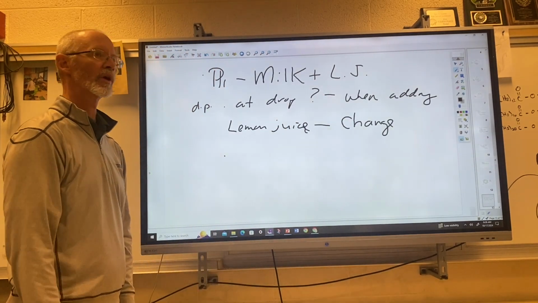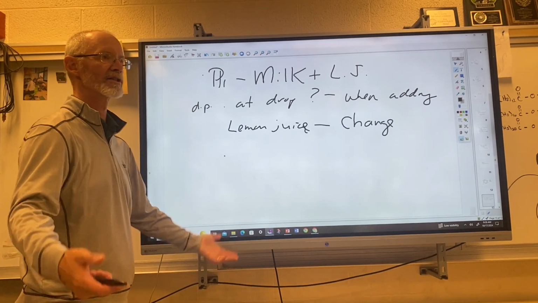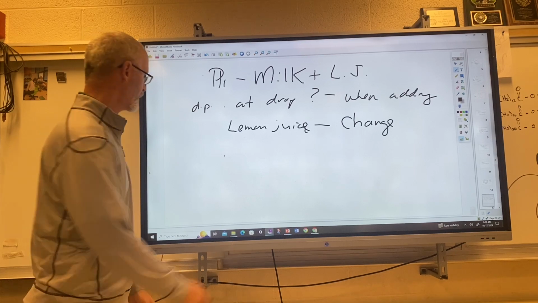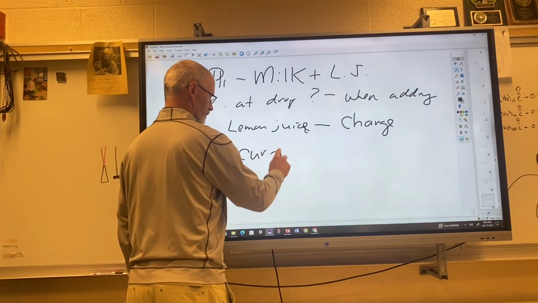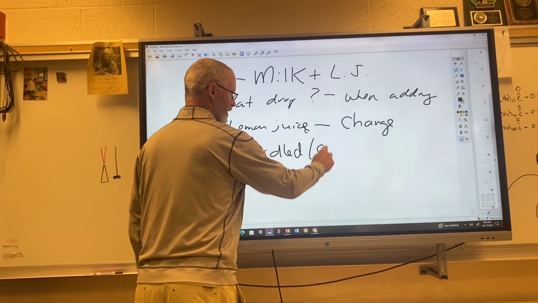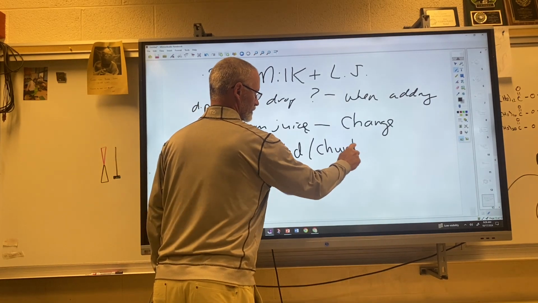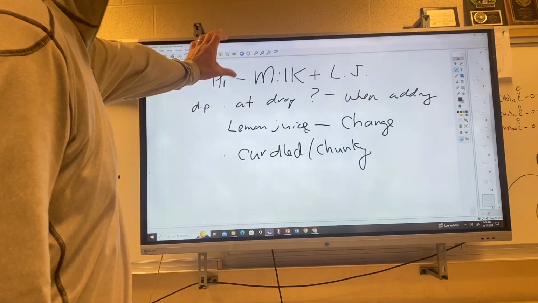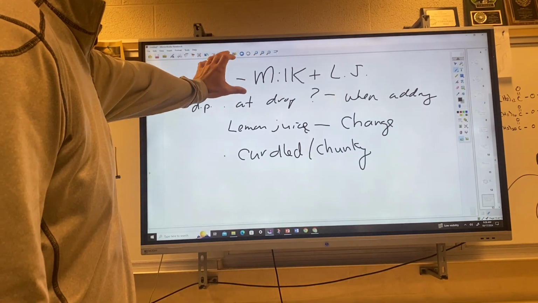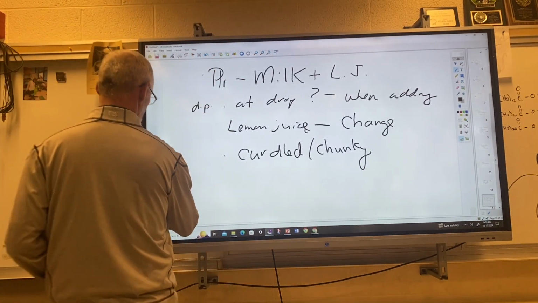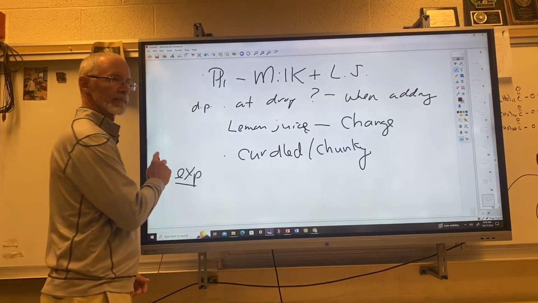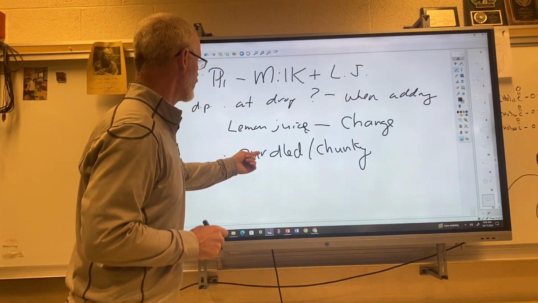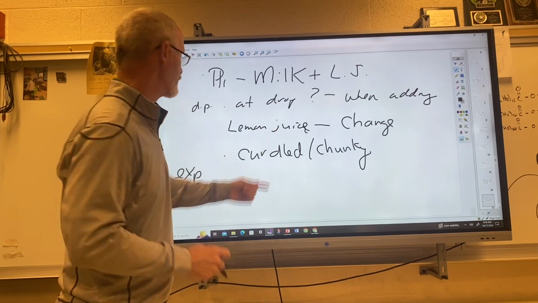Second sentence, you have to identify what the change was. What happened to your milk at that drop? It curdled. You could also say that it got chunky. Now you've defined what happened specifically. What do you have to do the rest of the way? You have to explain it. Why did the milk get chunky when adding lemon juice?